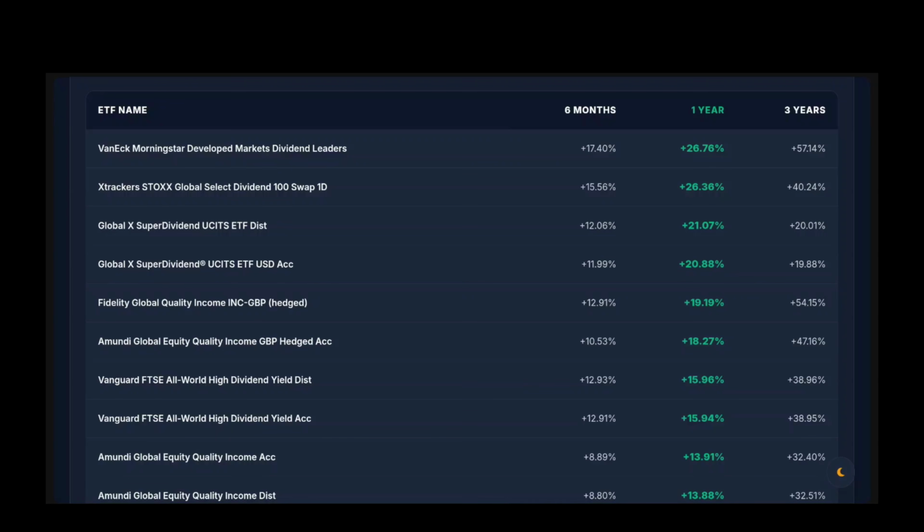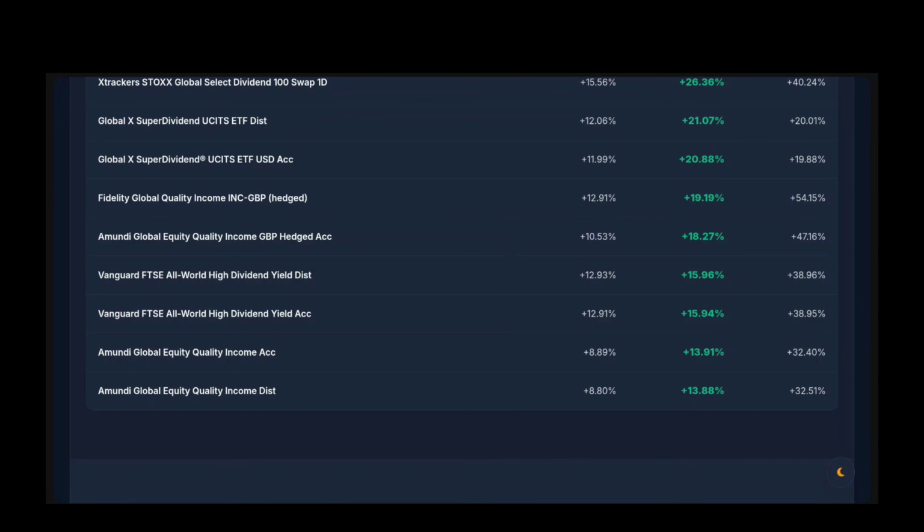Another popular fund is the Vanguard FTSE All-World High Dividend Yield, and the 6 month has been 12.93%, 1 year has been 15.96%, and the 3 year has been 38.96%. The accumulating version has performed fairly similarly at 12.91%, 15.94%, and 38.95% respectively.